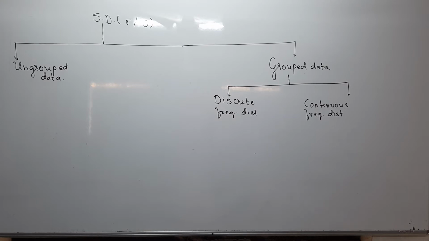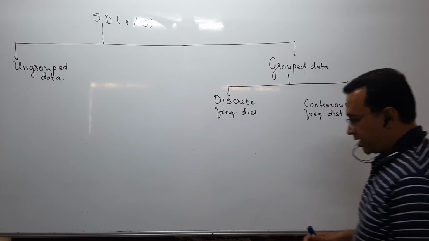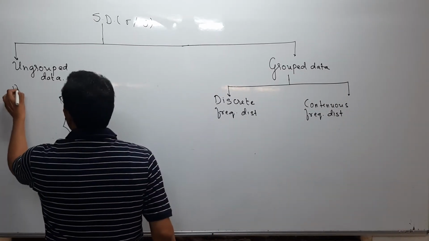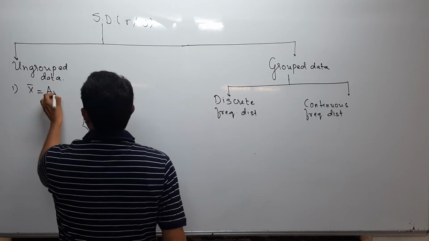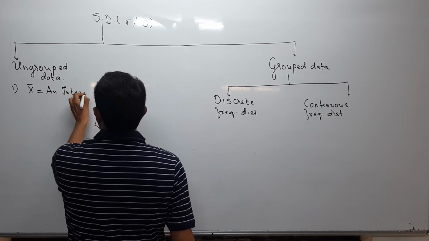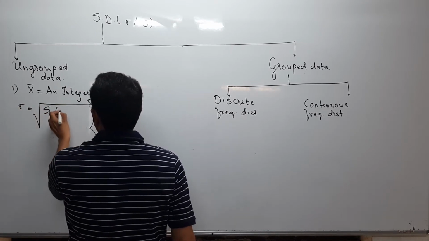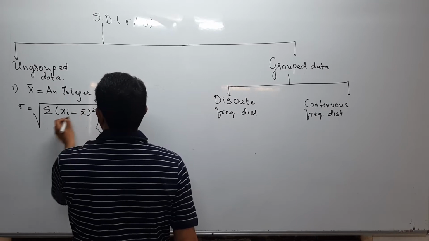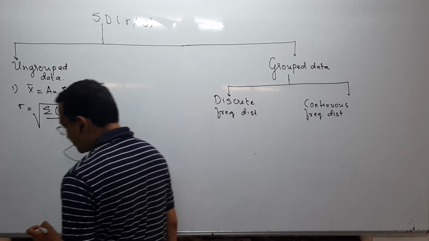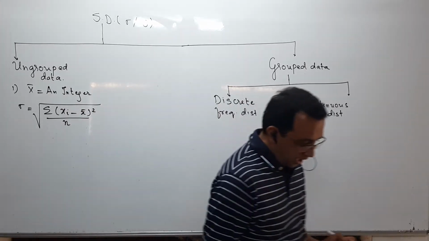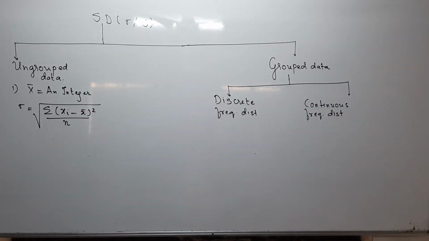Now students, ungrouped data formulas we have already studied, but we will revise them. Ungrouped data formula. The first formula, when mean x bar is an integer, sigma is equal to positive square root of summation xi minus x bar whole square upon n. Usually this formula is preferred when mean x bar, students, is an integer.